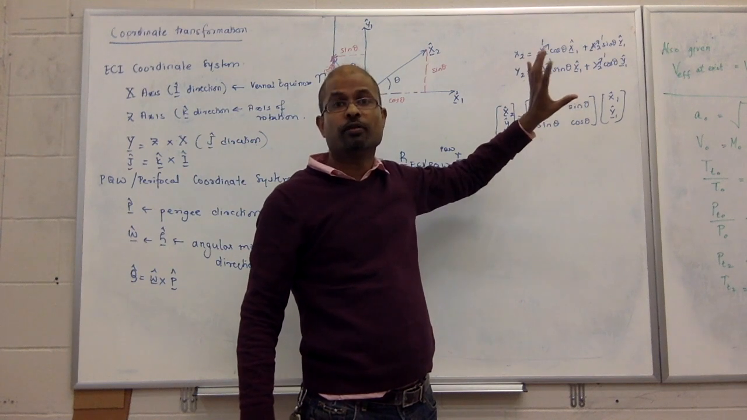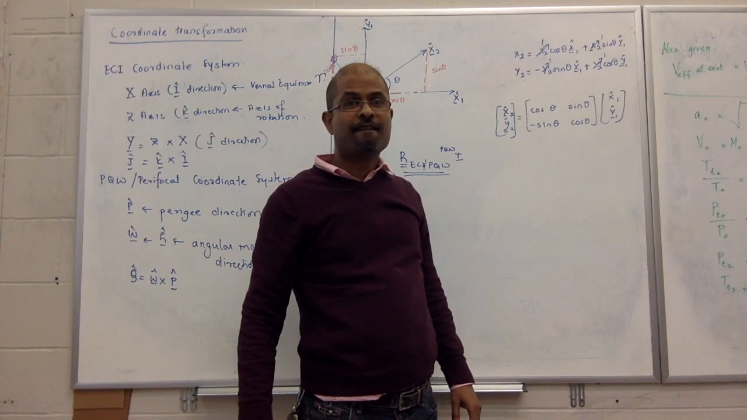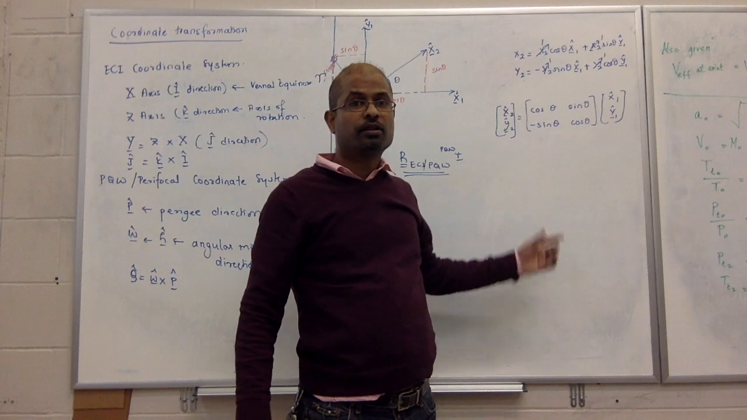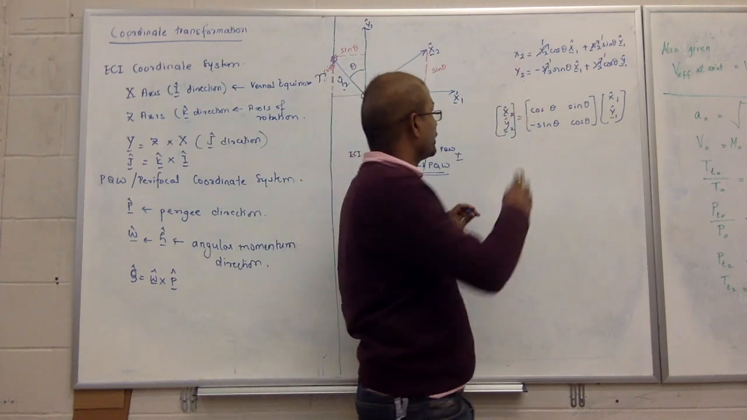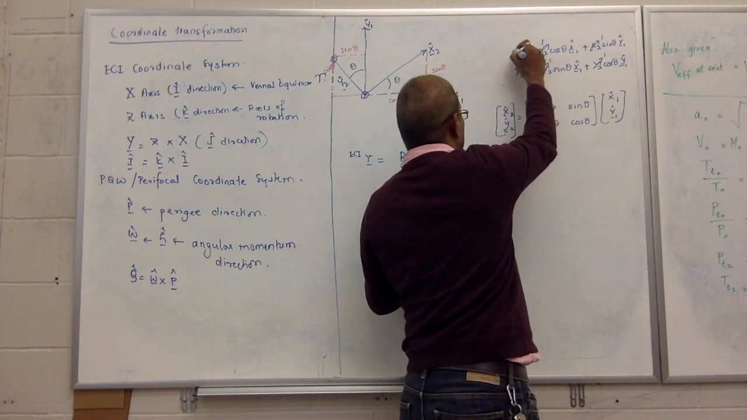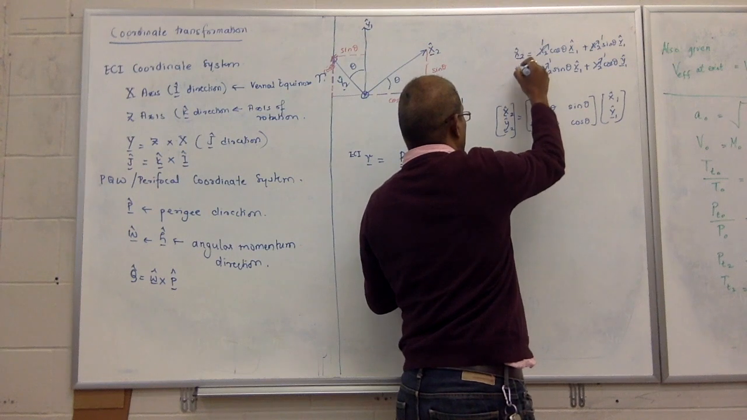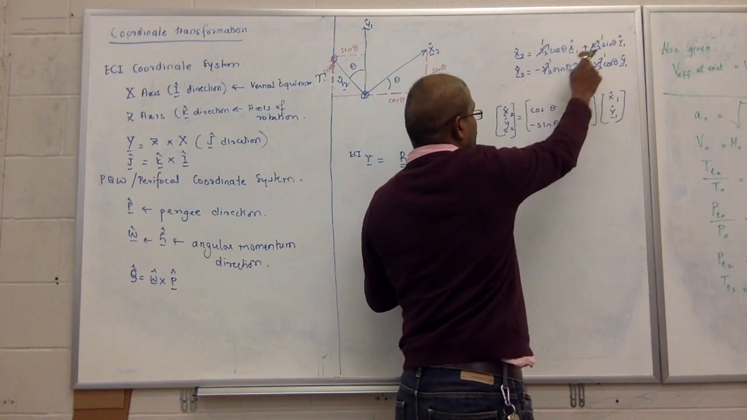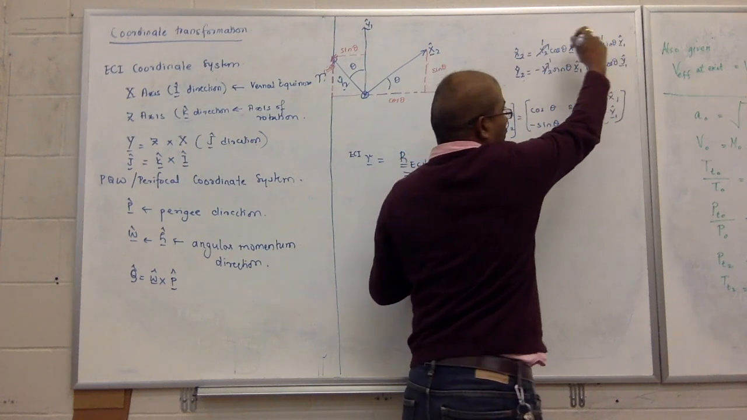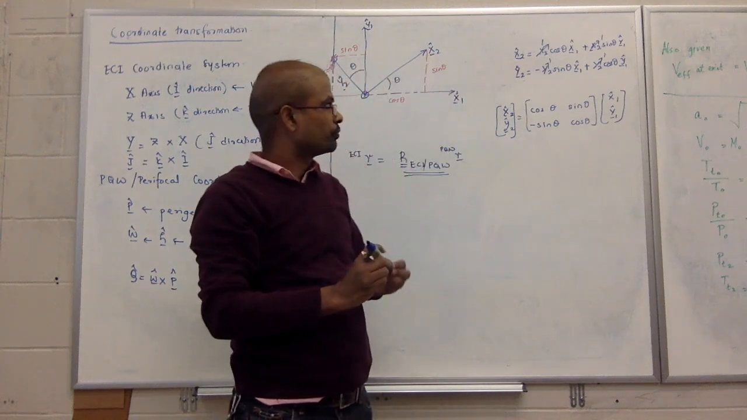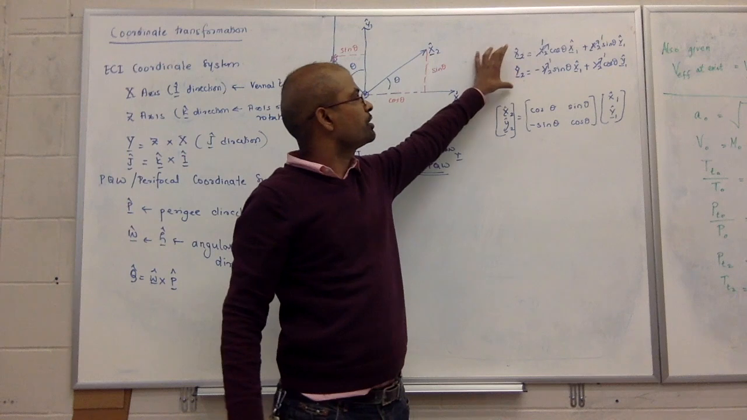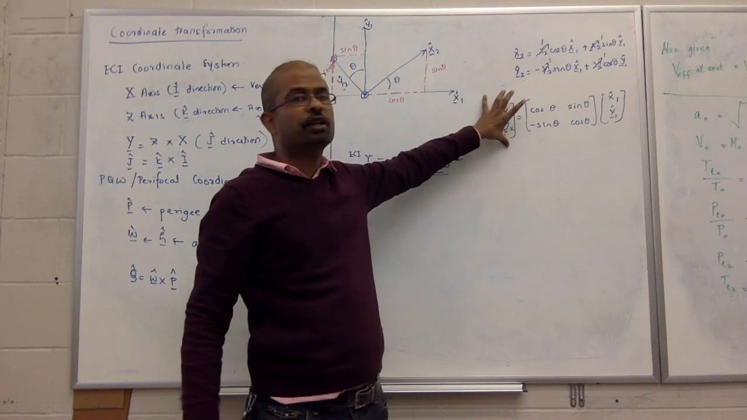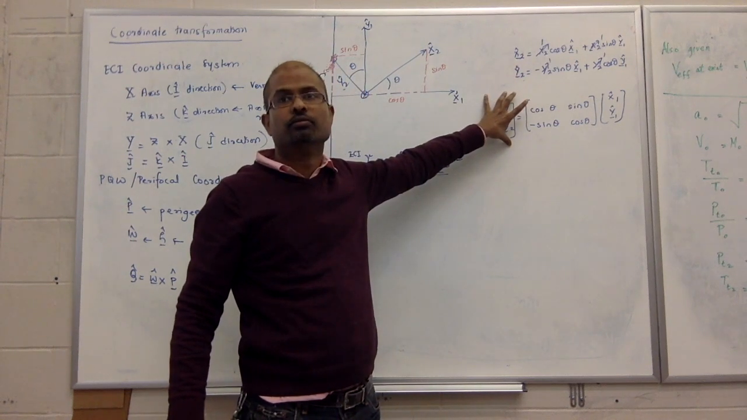Are X2 and Y2 a vector? Yes, all these are vectors. So this is not a vector, okay? But these are vectors. So here, if you see, I just wrote the system of equations in matrix form. You get it?